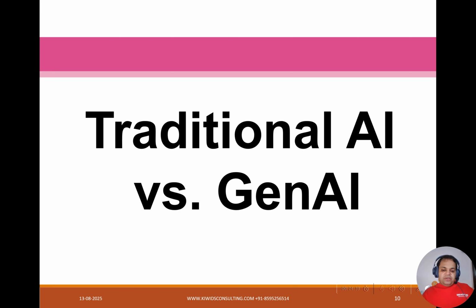Now, this was a brief introduction on what we are looking at in terms of data science, ML, to understand why we are using it, what applications are there. Now, we'll slightly jump on to the next part, which is traditional AI versus Gen AI. Let's try to see how it is different. What is there in Gen AI?